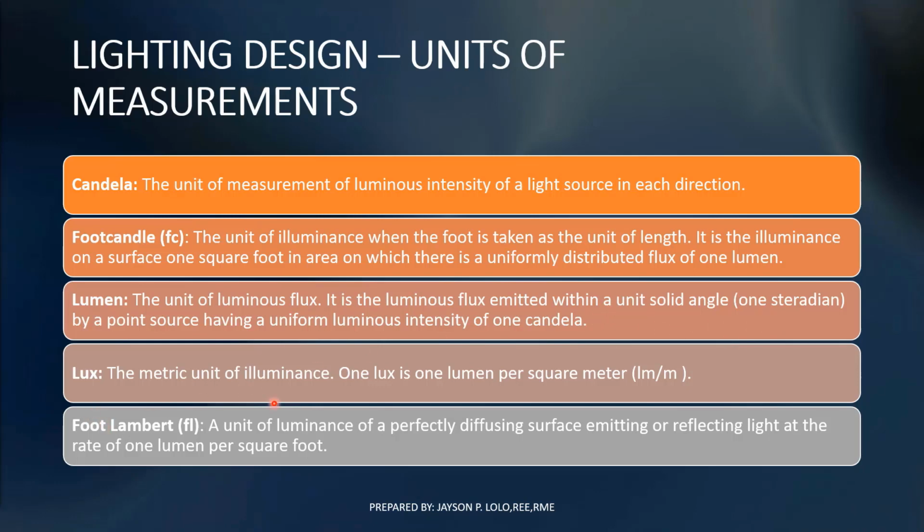So next is the lux, the metric unit of illuminance. If we have the English unit, foot candle, we also have the SI unit for illuminance, which is lux. So 1 lux is 1 lumen per square meter, while the other is 1 foot candle, which is 1 lumen per square foot. Okay, these are the different measurements. Then the last is the foot Lambert. It is a unit of luminance of a perfectly diffusing surface emitting or reflecting light at a rate of 1 lumen per square foot.